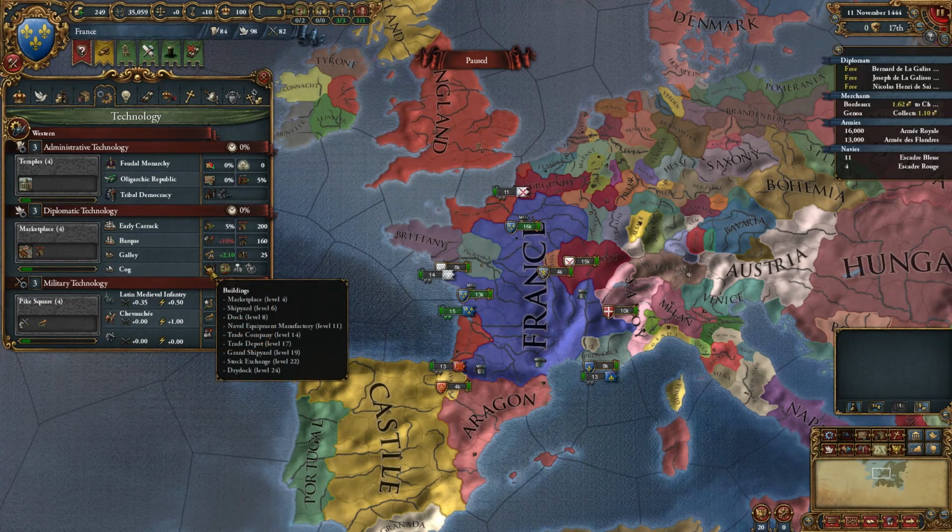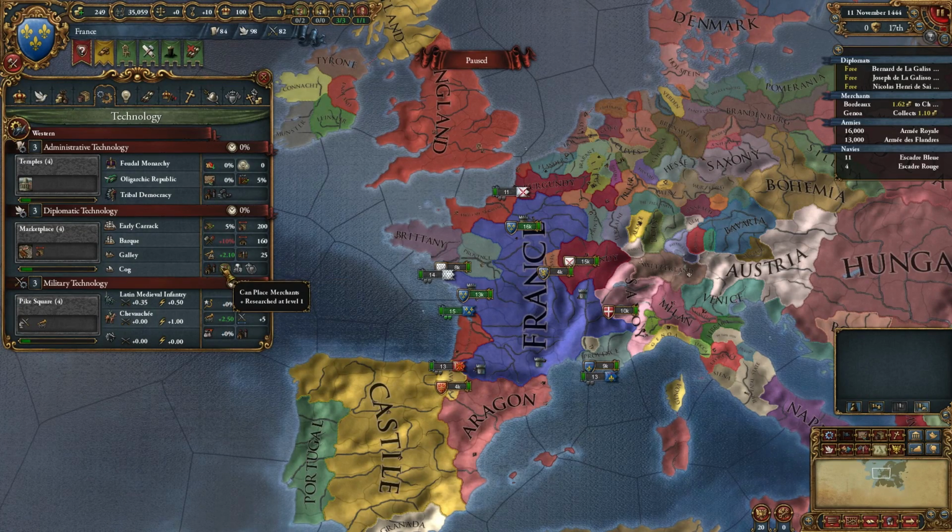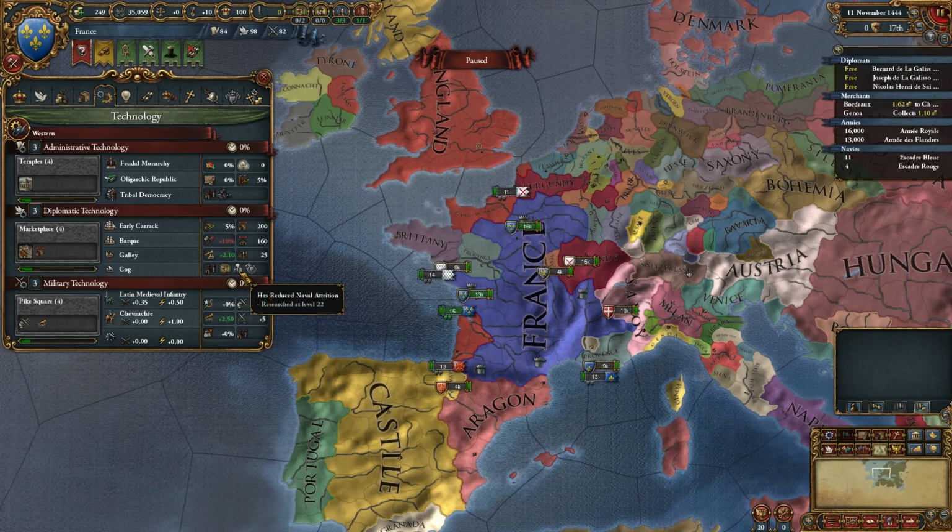The buildings range from the marketplace, which centers around increasing trade, to the shipyard, which increases naval production speed, naval repair speed, and value of the province, to things like the stock exchange and the grand shipyard, which do those things on a massive scale. Merchants at level 1, everyone has it already. It allows you to place a merchant in a trade node. Reduce naval attrition at level 22 means that your ships will incur very little attrition moving anywhere in the world. Makes the world suddenly smaller, and combat becomes much more global at that point.